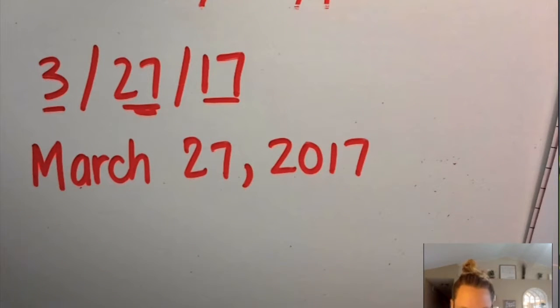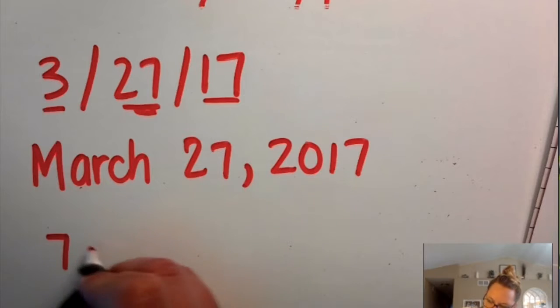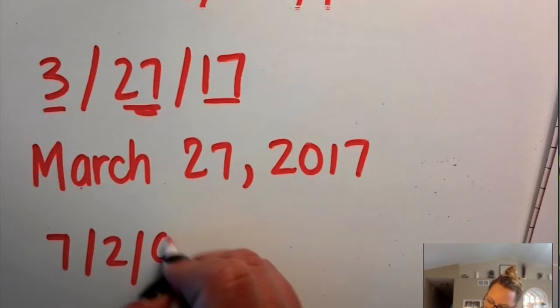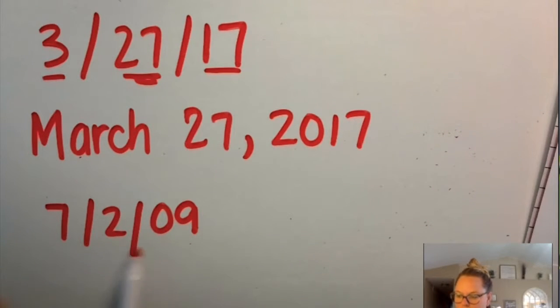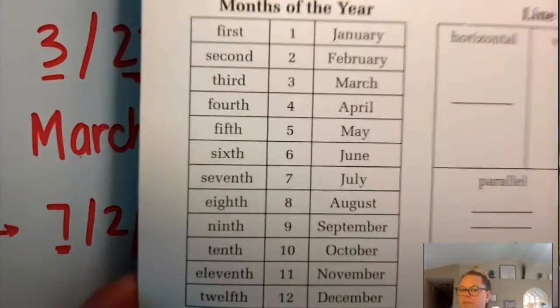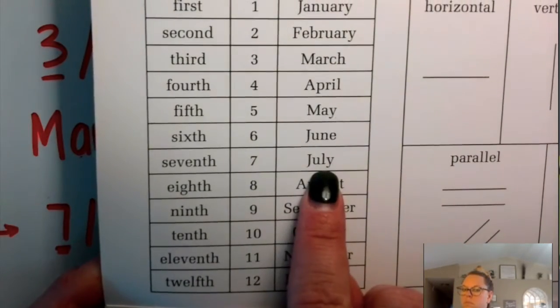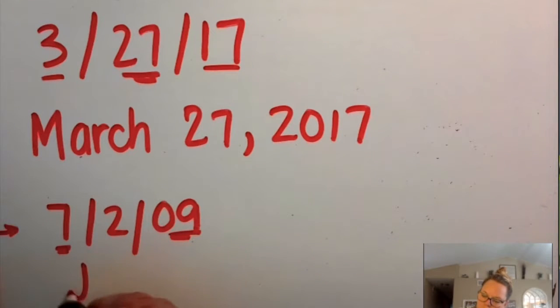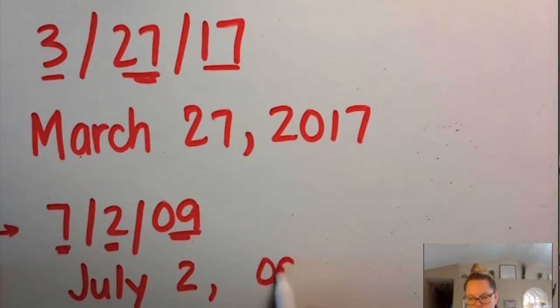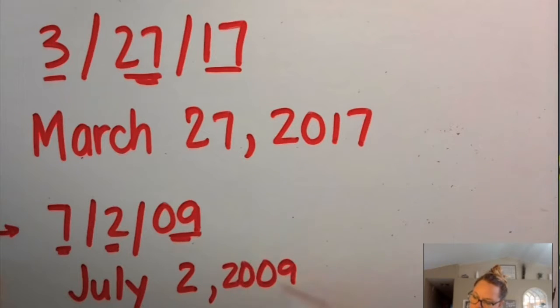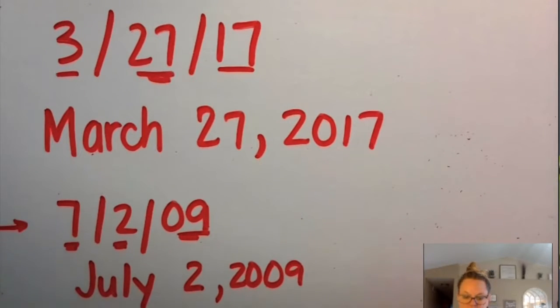Okay, now, what about this one? This is my birthday. Nah, this is 2009 part. I wasn't born in 2009. Okay, what is the first one? That's the month. What's the 7th month of the year? J-U-L-Y, July. July what? What's the date? 2nd. And the year? Can't just write 09. 2009. All right.